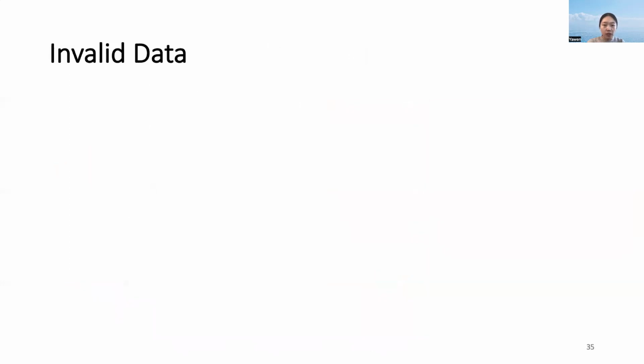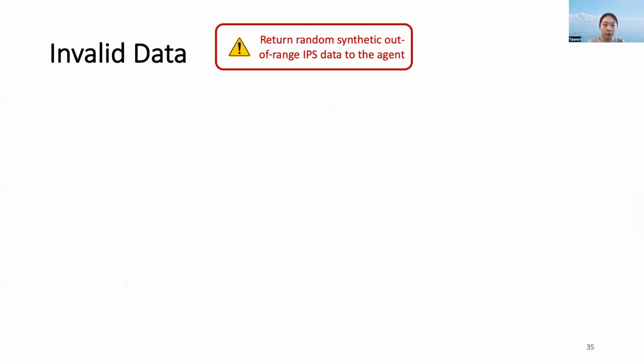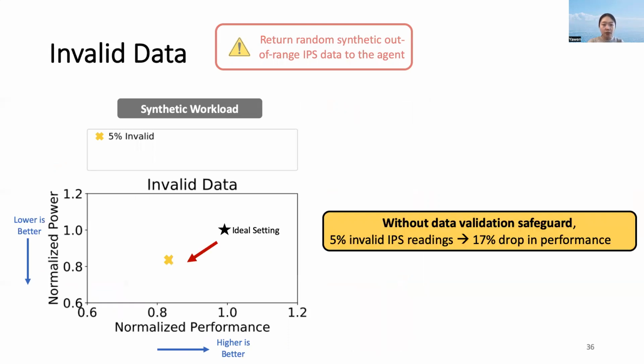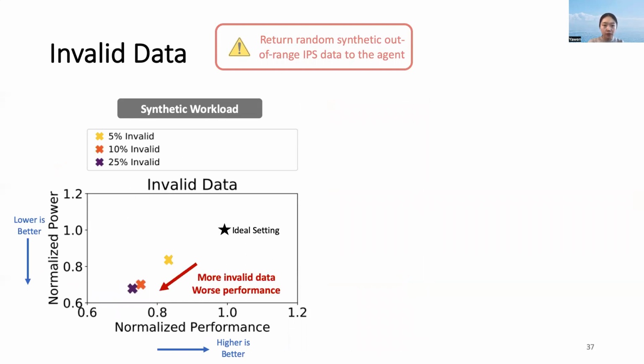Next, we try to inject invalid data into the SmartOverclock agent by returning random out-of-range IPS data. This plot shows the power on the y-axis and workload performance on the x-axis, both normalized to the results of the agent when it's run under the ideal setting, without any invalid data. We can see that even 5% invalid data can lead to a significant drop in agent performance. And as we add more invalid data, the agent continues to perform worse.